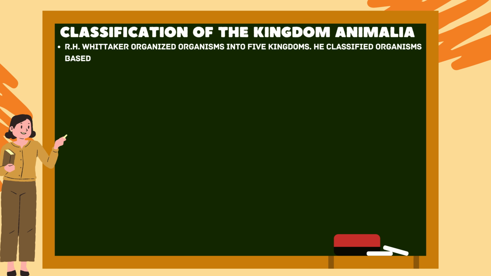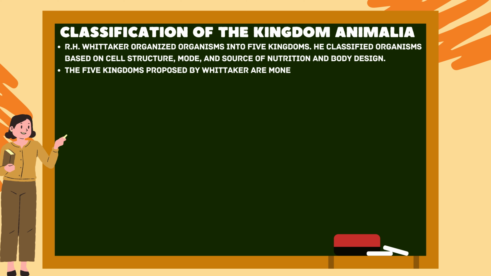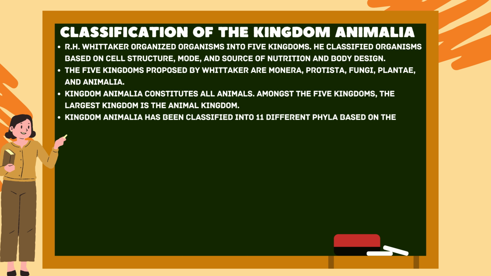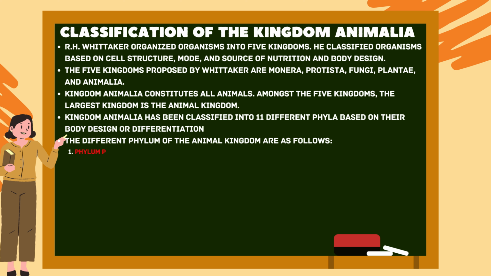Whittaker organized organisms into 5 kingdoms. He classified organisms based on cell structure, mode and source of nutrition, and body design. The 5 kingdoms proposed by Whittaker are Monera, Protista, Fungi, Plantae, and Animalia. Kingdom Animalia consists of all animals. Amongst the 5 kingdoms, the largest is the animal kingdom. Kingdom Animalia has been classified into 11 different phyla based on their body design or differentiation.